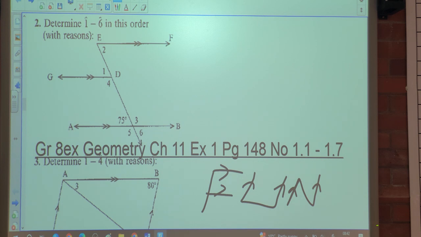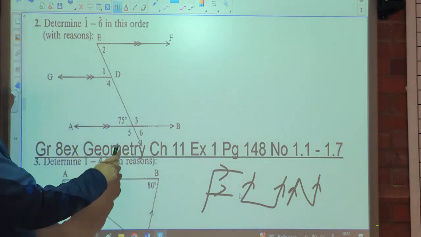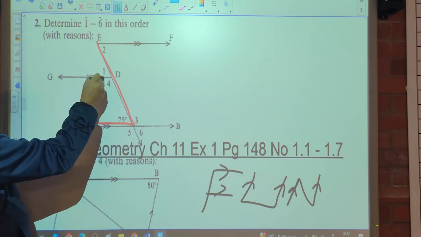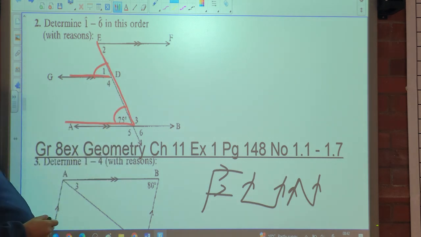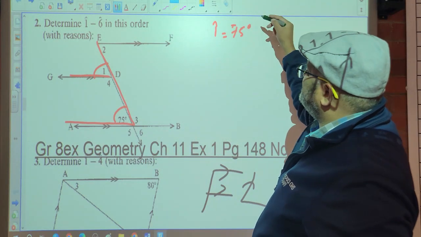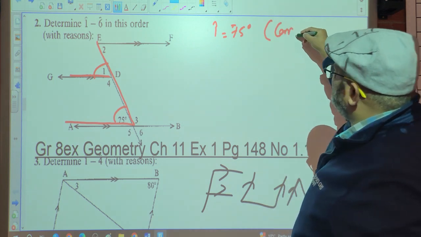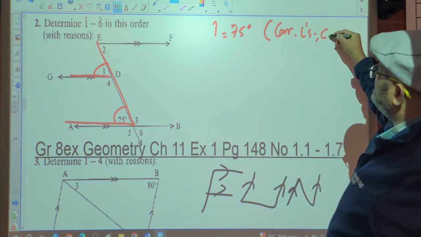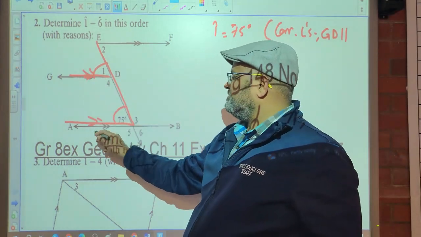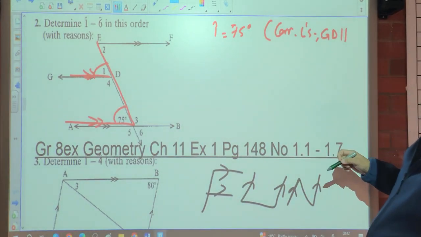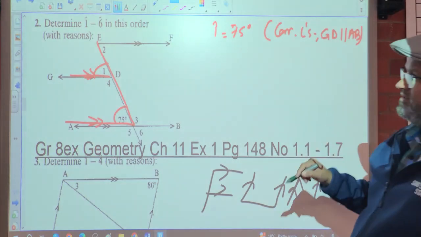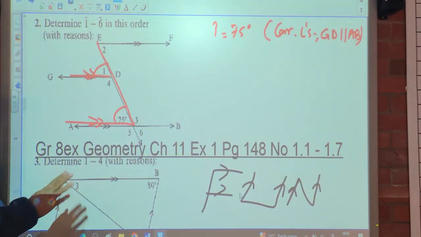I'm going to calculate angle 1. Angle 1 is equal to 75. Why? Corresponding, the F being formed. Can you see that, people? So we say angle 1 is equal to 75 degrees. Why? It's corresponding angles with GD being parallel. Can you see GD is parallel to AB? Okay. You guys understand? Any confusion there?